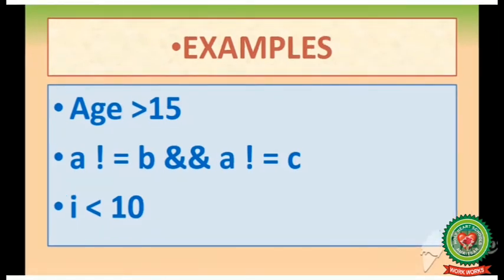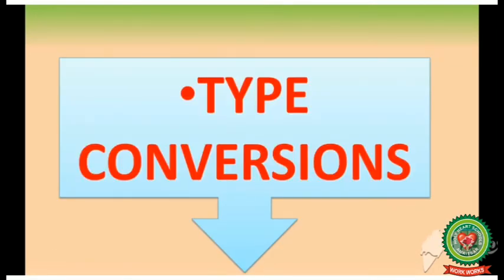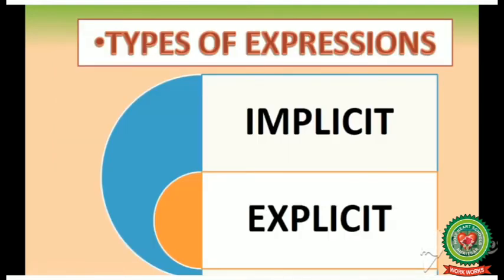Now we will discuss our next topic, that is type conversion. As I have already told you, type conversion means to convert one data type to another. So we have two types of type conversion, that is implicit and explicit. Implicit means it is done by the Java compiler automatically, and explicit means it is done by the programmer.